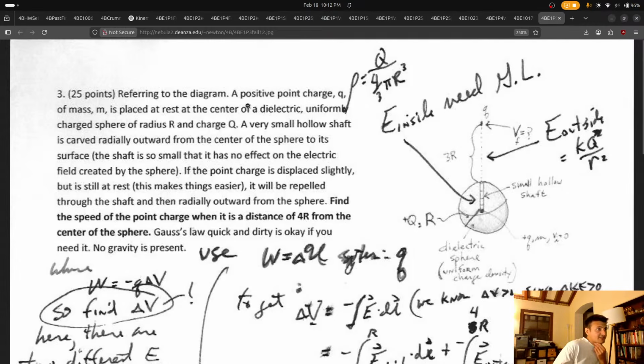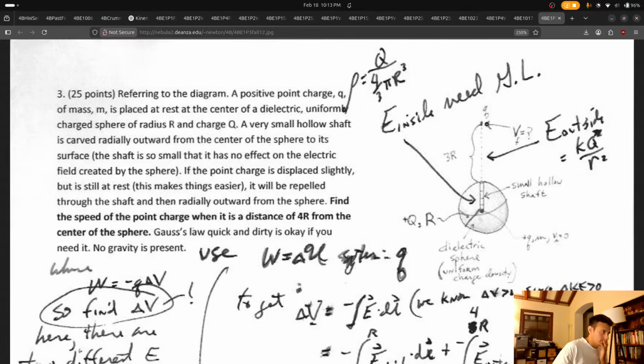Okay, referring to the diagram, a positive point charge Q of mass m is placed at rest at a dielectric sphere of uniform radius r. A very small hollow shaft is carved. If the point charge is displaced slightly but is still at rest, it will be repelled through the shaft radially outward from the sphere. Find the speed of the point charge when it is a distance 4r from the center of the sphere.